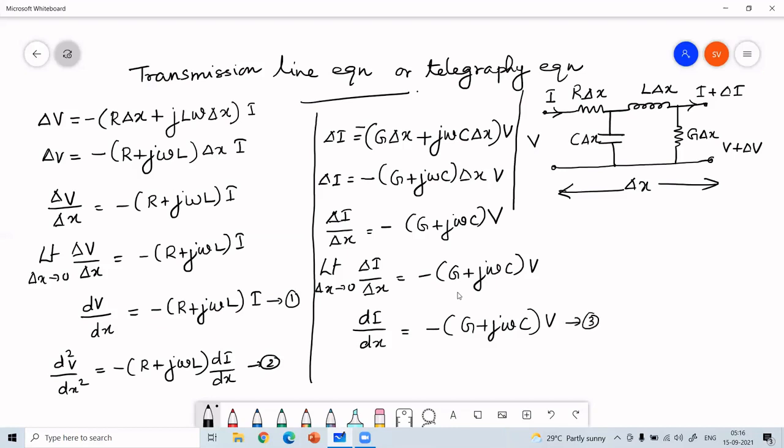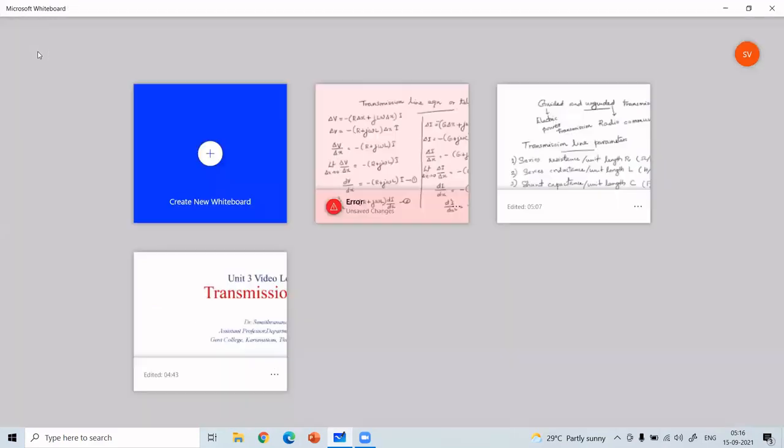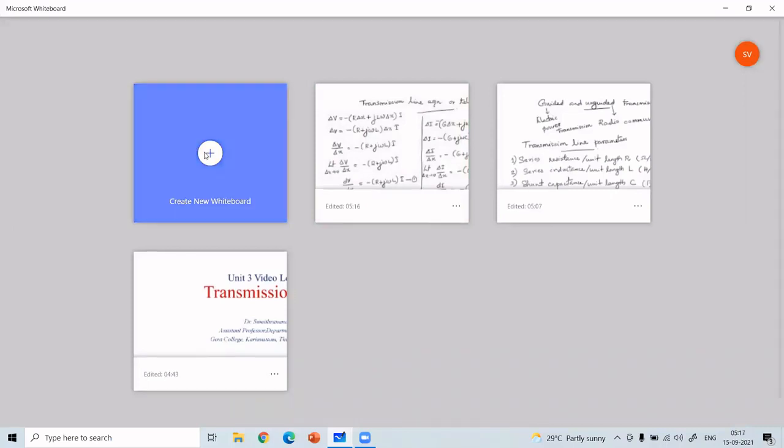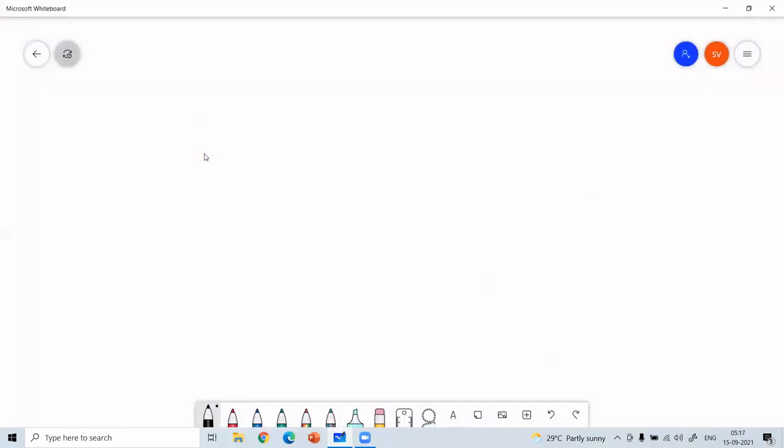Let us differentiate this equation once again. So d squared I by dx squared is equal to minus (G plus j omega C) into dV by dx. This is equation number 4. So let me take the next board. Here we can write those 4 equations, that is equation number 1 to 4, for further discussions.